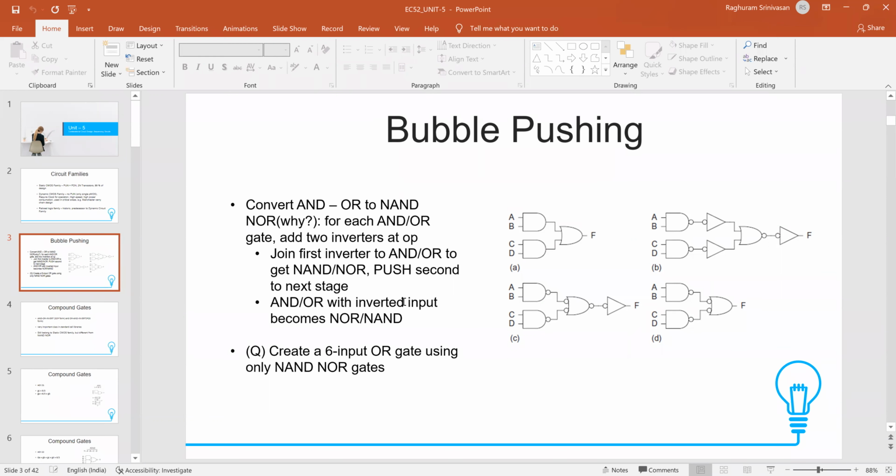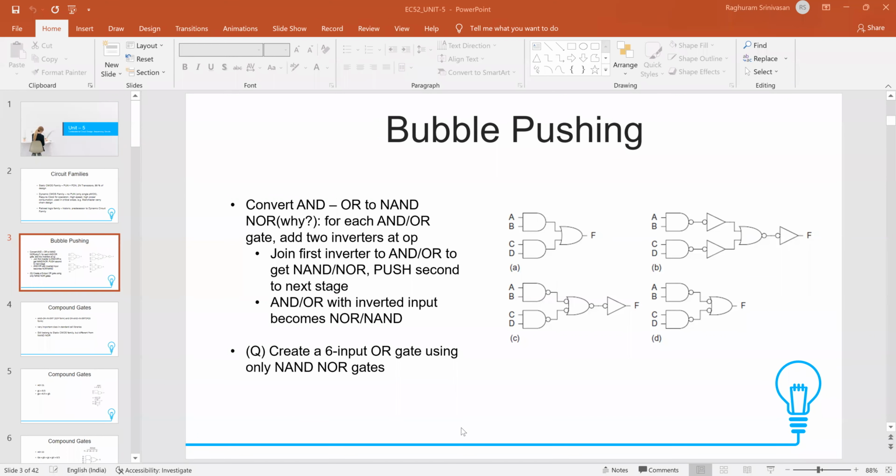Anytime you have an AND gate, what you do is you add two inverters at the output. That is what is happening in diagram B here, for the AB AND gate which is there in A. We are not changing the functionality because we're adding two inverters. But then we can pull one inverter back to the AND gate itself and make it a NAND gate. And the other inverter, we push to the next stage. That is why it is called pushing. Pushing to the next stage possibly works, but that's not a guarantee either. In some cases we can do it, in some cases we cannot.